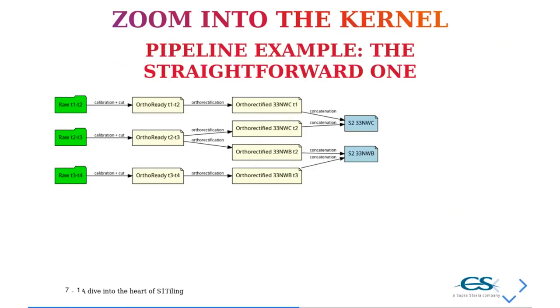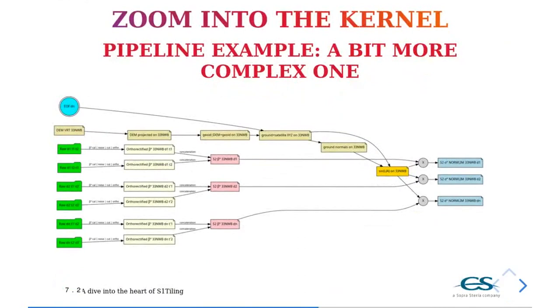Another file can be ortho-rectified for one tile and for another tile. And then I will concatenate two products that have been ortho-rectified for one tile and they are contiguous in time. Okay? And this will give my product. This is a simple and straightforward chaining of applications. But this is the original chaining of applications. Now, S1Tiling supports more complex chainings.